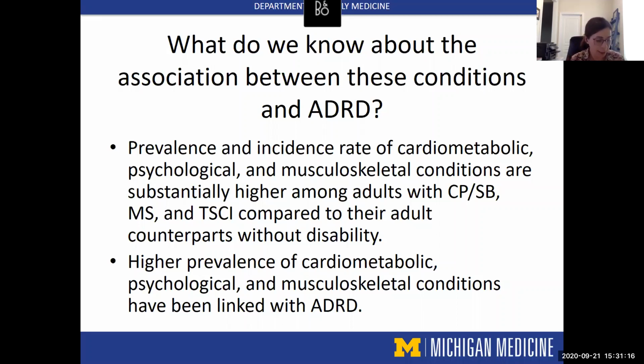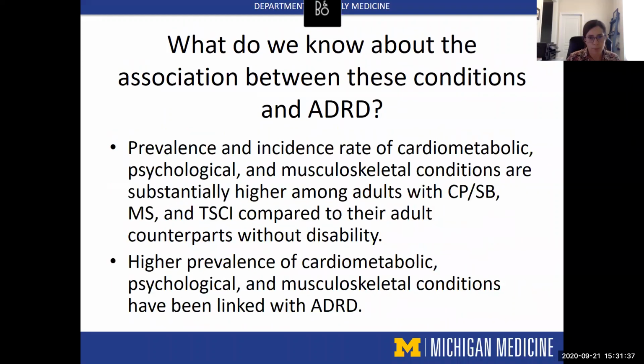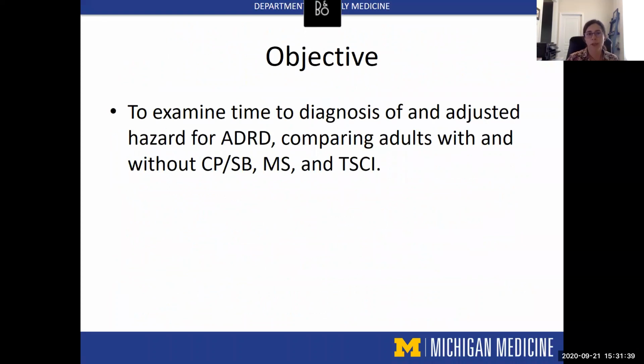After we conducted this analysis of chronic conditions, comorbid conditions, and higher risk of them among these individuals, that's how these 3 studies were born. We were curious to see what the risk of ADRD is among this population. So the objective of this study was to examine time to diagnosis and adjusted hazard for incident ADRD, comparing adults with and without CP and spina bifida, MS, and traumatic spinal cord injury.